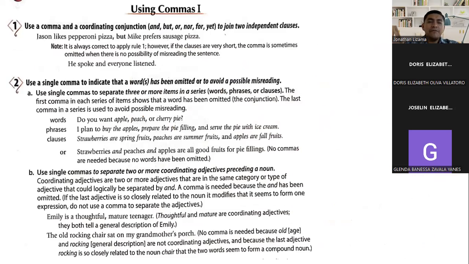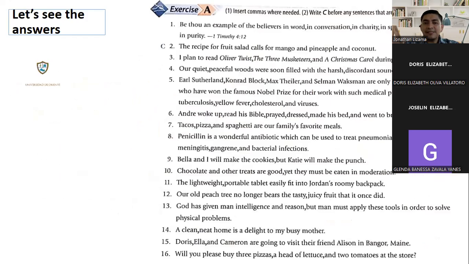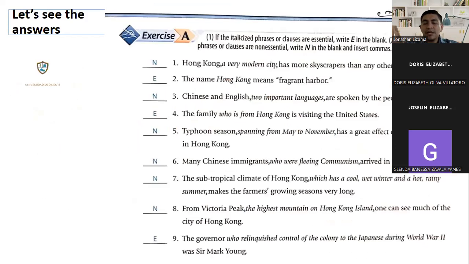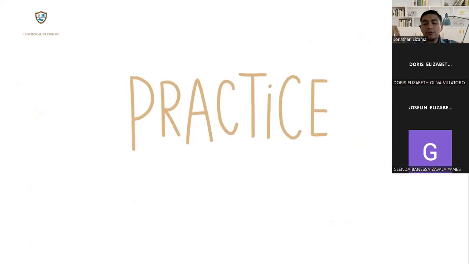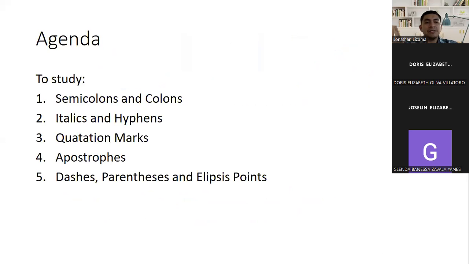So we finished that, right? And we had the day 4 practices and you did it. I know you're working on your notebooks. I already sent you these PPTs, and I hope you have them. But today we have to work on semicolons, colons, italics, hyphens, quotation marks, apostrophes, dashes, parentheses, and ellipsis points.